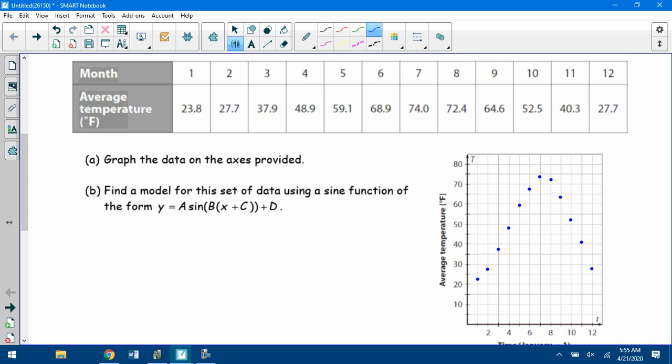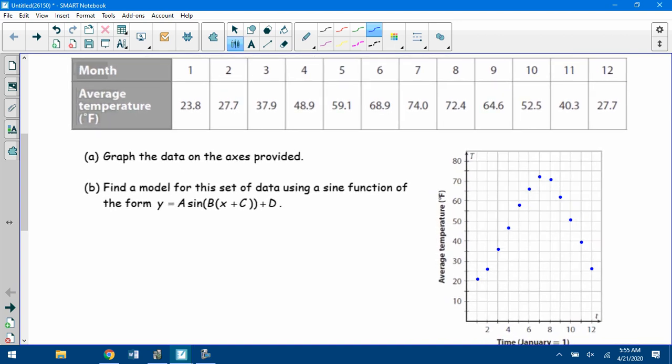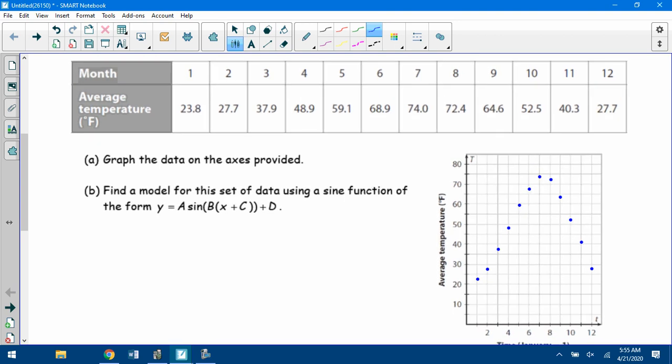So from this graph, I would say, oops, sorry, I just messed up the whole graph. What was the first one? 23.8, about there. Okay. I would say this appears roughly sinusoidal. Remember, sinusoidal just means it's a sine or a cosine graph. Specifically, I would say it looks more like negative cosine. But notice down here it says find a model for the set using a sine function. So it's not letting me choose cosine of this form.